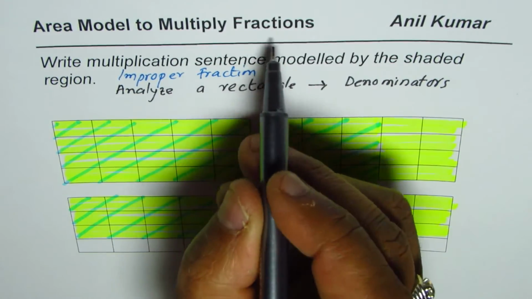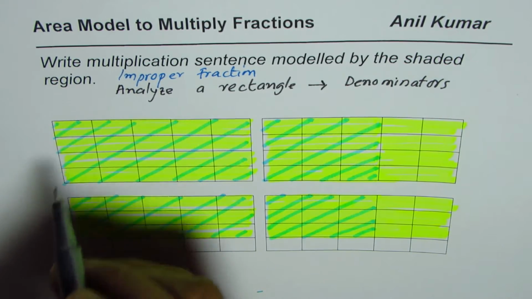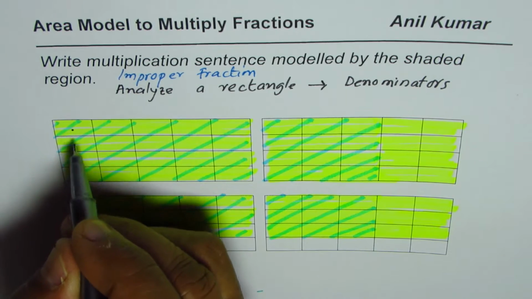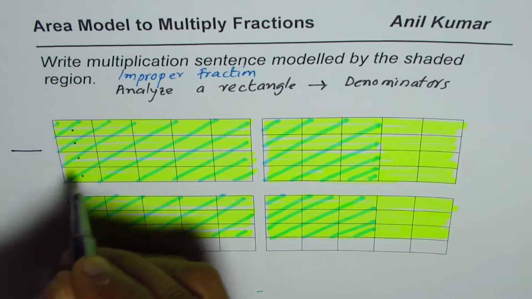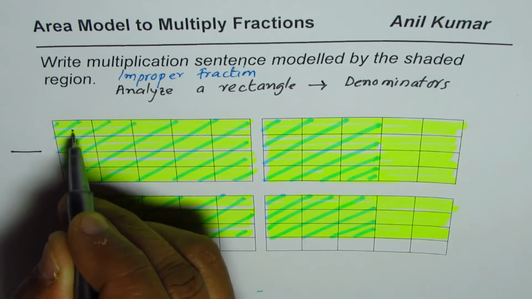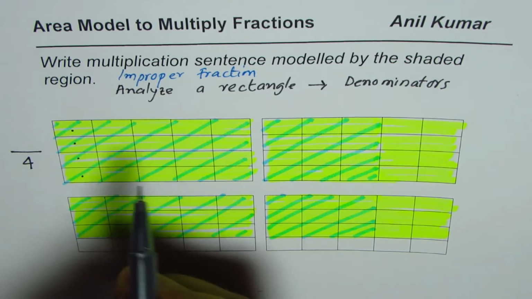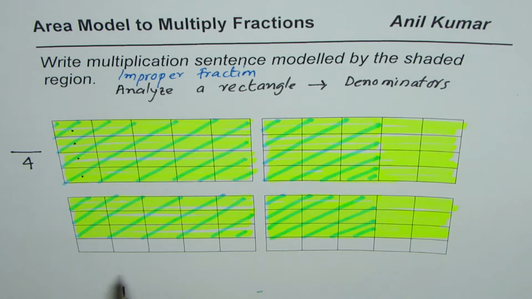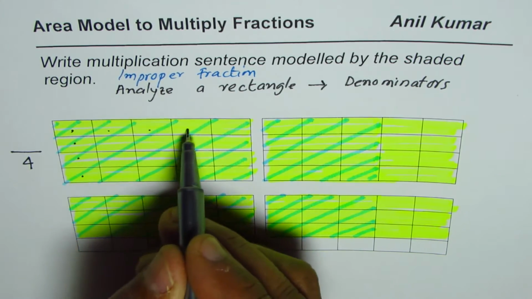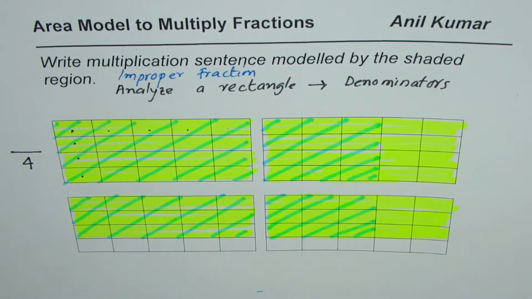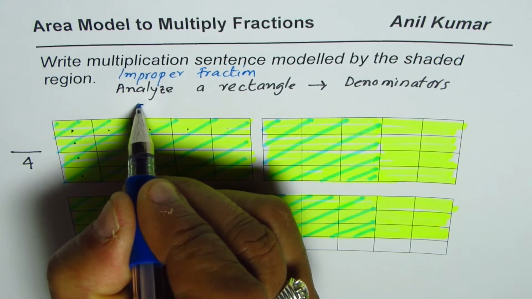As you know, a fraction is numerator over denominator, correct? So let's see. For rows: 1, 2, 3, 4. So every row is equally divided into 4 parts. As far as the columns are concerned, we have how many parts? Let me write down: 1, 2, 3, 4, 5. So we have 5 columns, correct?